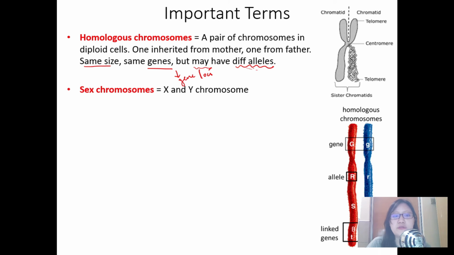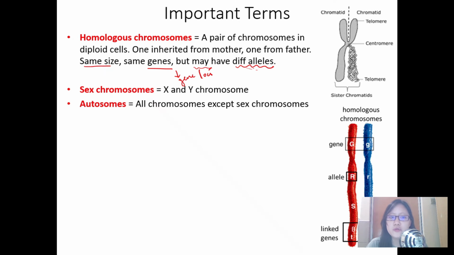Now, chromosomes also have different names depending on what they code for. So there are sex chromosomes, X and Y chromosome, and autosomes. All chromosomes except those sex chromosomes. Sex chromosomes, we have 2, which means autosomes, we have 44, right? Which means how many pairs is that? That is 22 pairs. Okay, 22 sets of homologous chromosomes that are autosomes. So I hope that's a good revision for you.